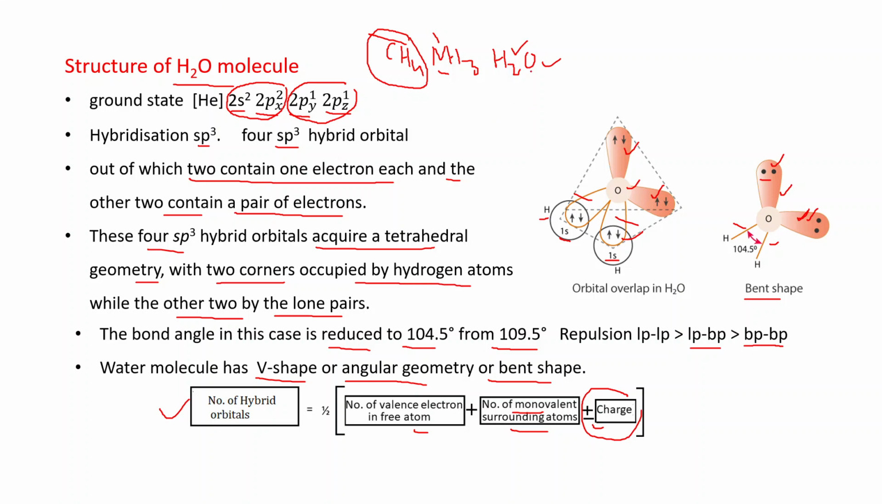Now let us see in the case of water, oxygen. Half of the number of valence electrons in the free atom of oxygen, that is 6, plus the monovalent surrounding atoms. Hydrogen atoms are the surrounding atoms, and there are two hydrogen atoms. So 6 plus 2 divided by 2 is 4. That's why we can say there are 4 hybrid orbitals, and when hybrid orbitals are 4, the hybridization is sp3, but 2 are lone pairs of electrons. How can we say? It is surrounded by 2 hydrogen atoms, so the bond pair electrons are only 2, and that's why there are 2 lone pairs of electrons. That's why the geometry becomes bent. In the same way, we can also determine the hybrid state of nitrogen in NH3.